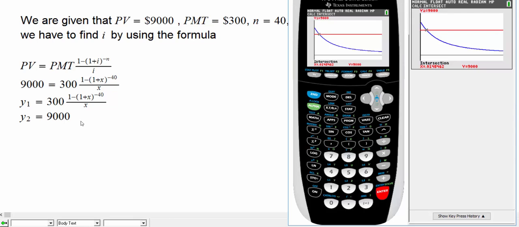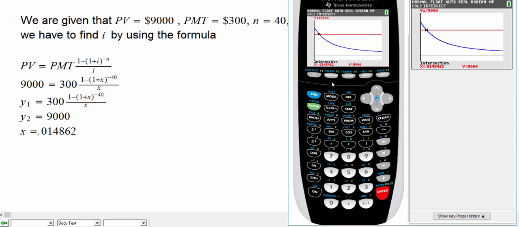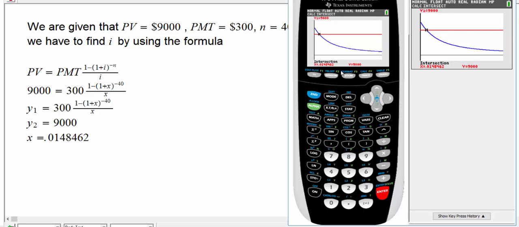It depends on how long we are doing this for, or how long the period is. So what we got here is x equals 0.0148462. Let me see how my memory was working. I forgot that 4 here. So 0.0148462. Very good. So this is the answer for x, or the interest rate per period, which is about 1.5%.